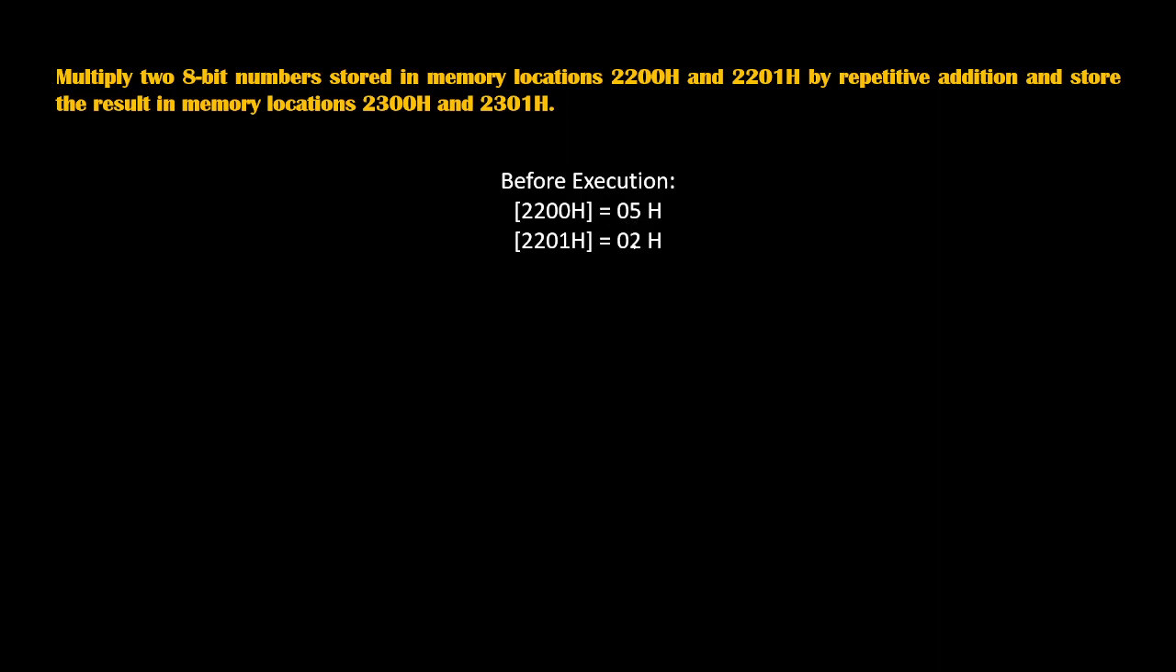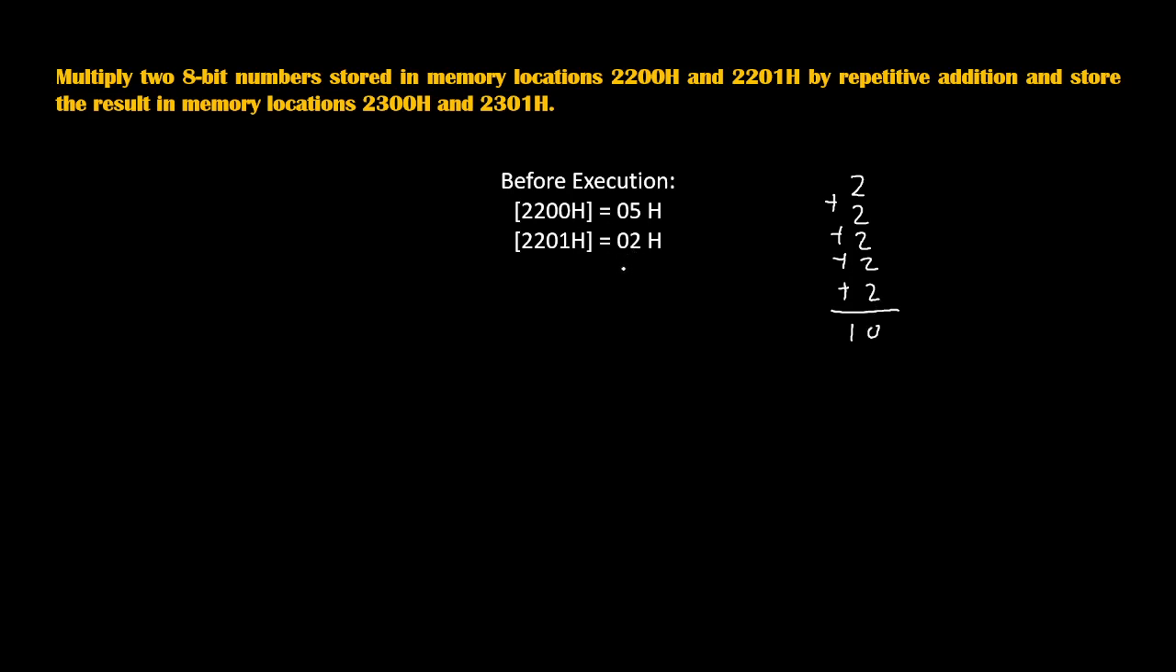So we know that 5 into 2 is 10. But instead of doing that, we will perform repetitive addition, meaning we will add the second number first-number of times. So what we will do: 2 plus 2 plus 2 plus 2 plus 2. First number was 5, so we added 2 five times. So 2 plus 2 is 4, 4 plus 2 is 6, 6 plus 2 is 8, 8 plus 2 is 10. So this answer is going to be 10.